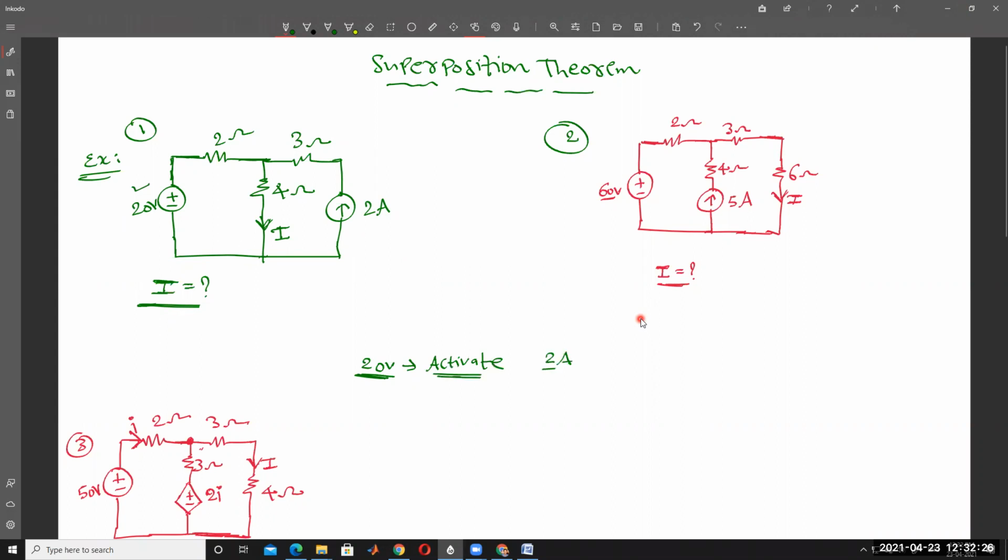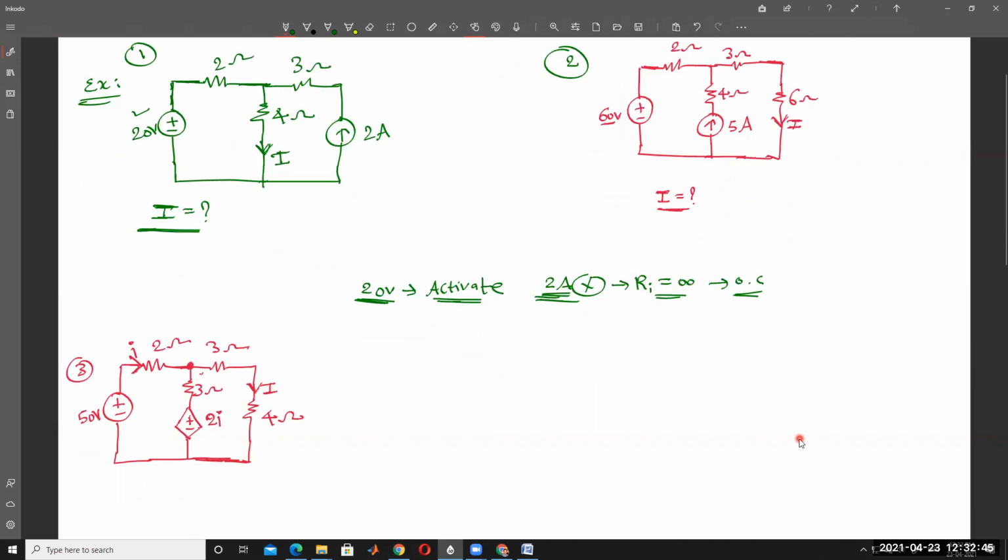The 2 amps current source is deactivated. How do we deactivate it? The internal resistance of the current source is infinity, so it becomes an open circuit. Open circuit the current source, and draw the circuit.